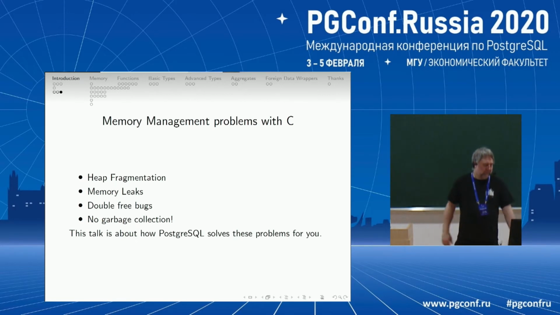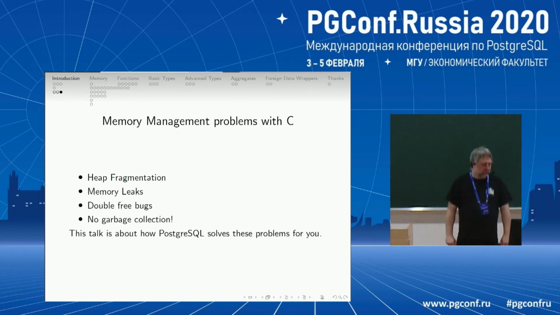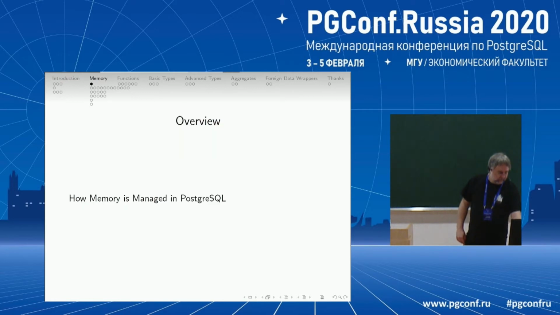So in C, you have a lot of problems with memory management. I'm just going to skim over this really fast. You can have real memory leaks, you can have fake memory leaks due to memory fragmentation, you can have double free bugs, which can happen in Postgres, by the way. You don't have garbage collection in C, but you do in Postgres. And so this is part of what we'll talk about here, is how we solve these problems for you.